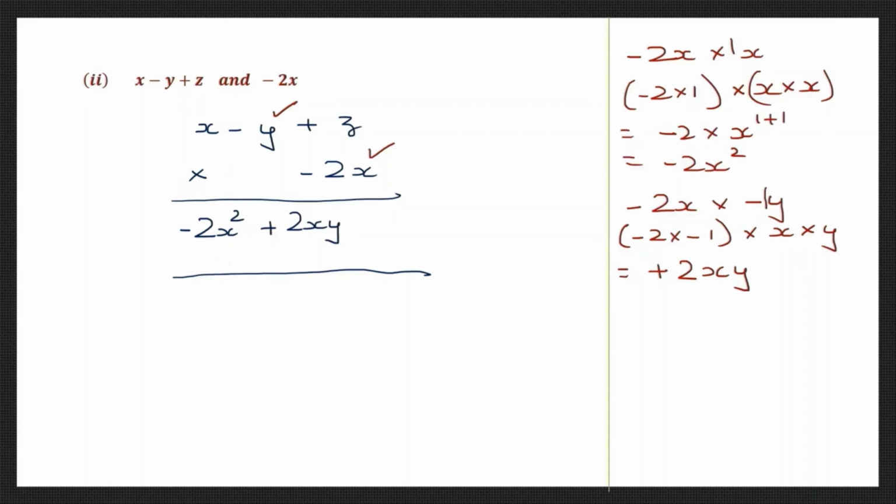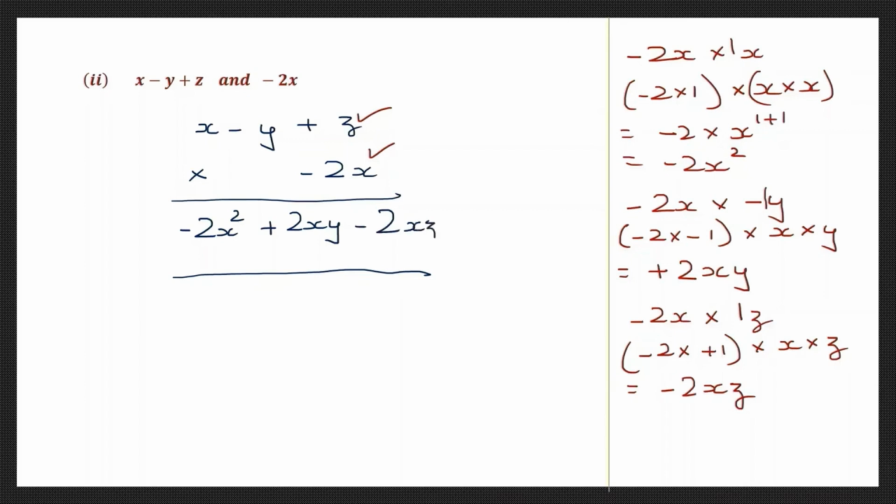Now let's multiply minus 2x and z. So minus 2x into 1z. So let's put the numbers minus 2 into plus 1 into x into z. So minus into plus is minus. 2 ones are 2xz. So here we have minus 2xz.